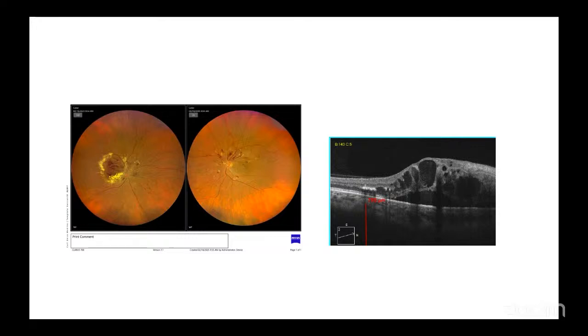So this is a patient with diabetes. Can anybody describe the fundus, please?